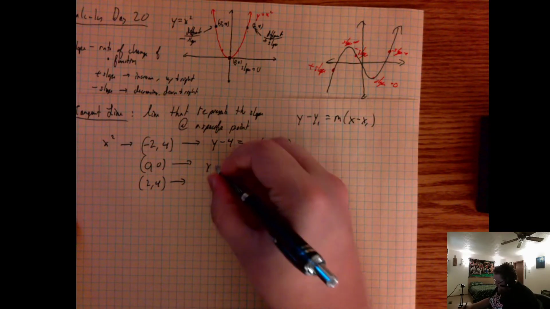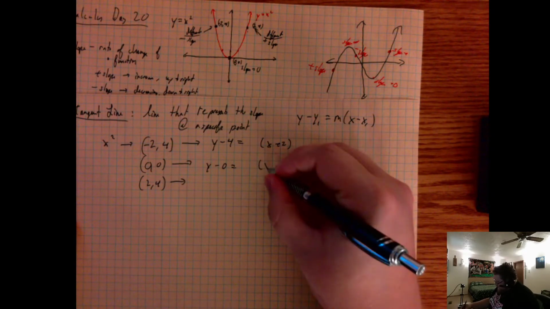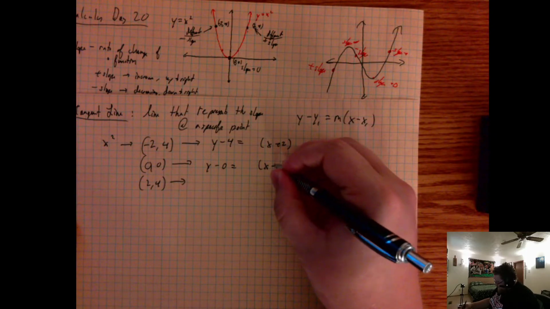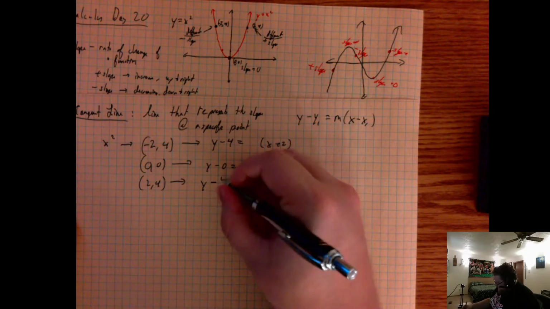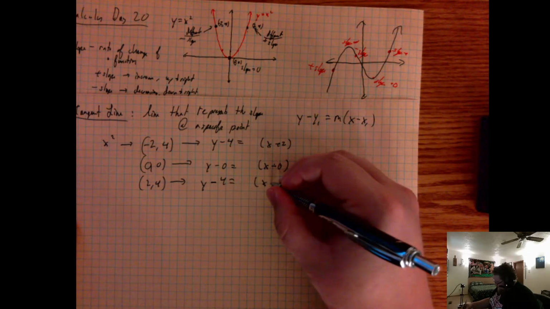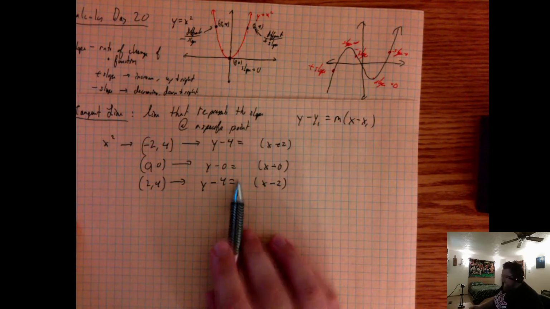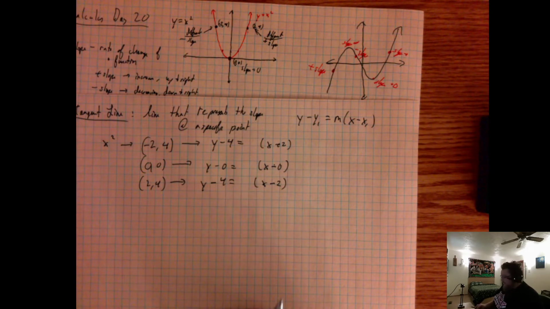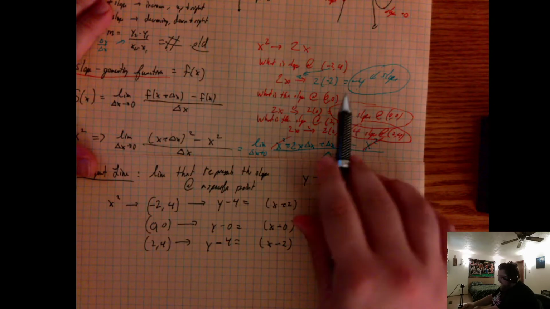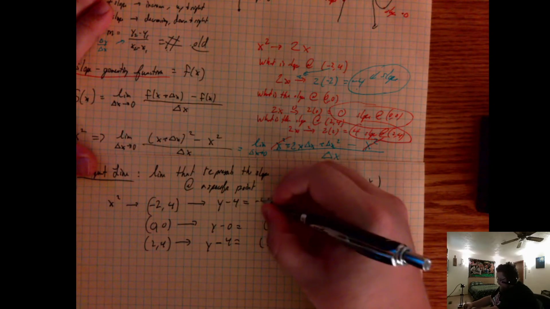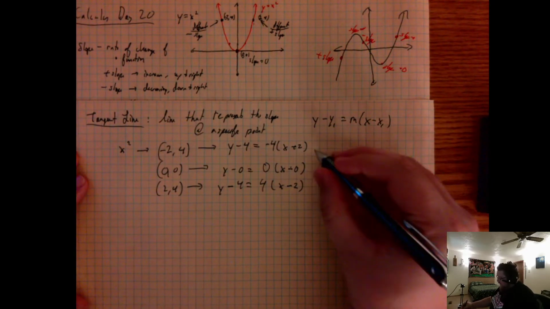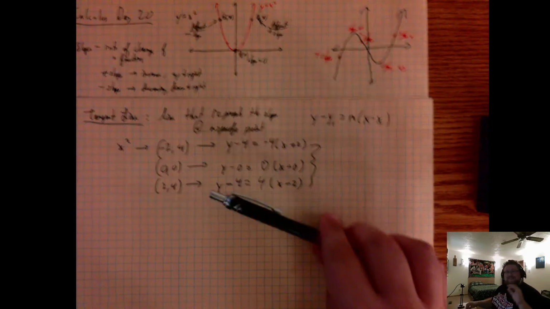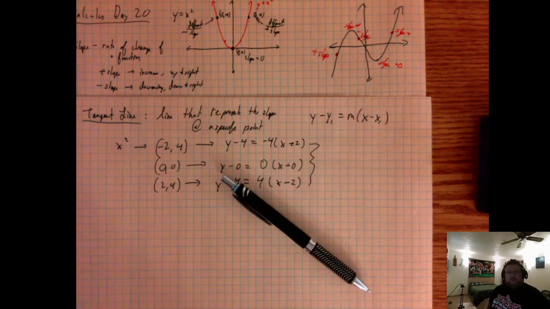For this one, y minus 0 equals 0 times x minus 0. And y minus 4 equals 4 times x minus 2. The only difference is their slopes. And how do we know their slopes? Well, we use the slope generating function to find them. At this point, my slope was -4. At this point, my slope was 0. At this point, my slope was 4. And so these 3 lines should be tangent to my original equation.